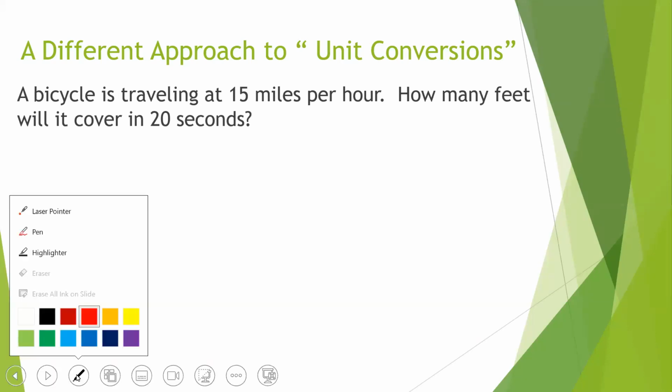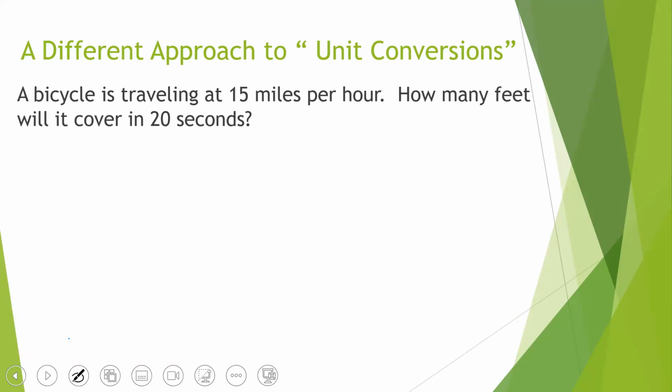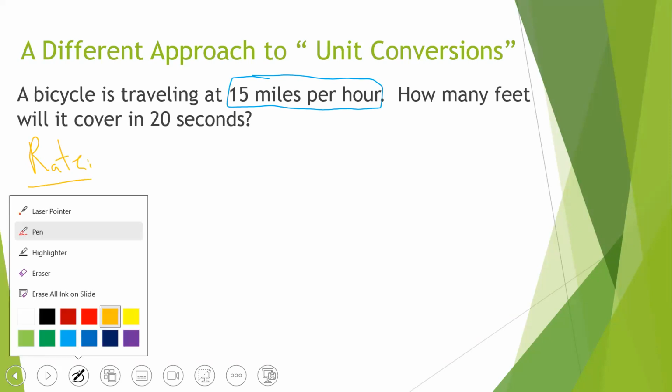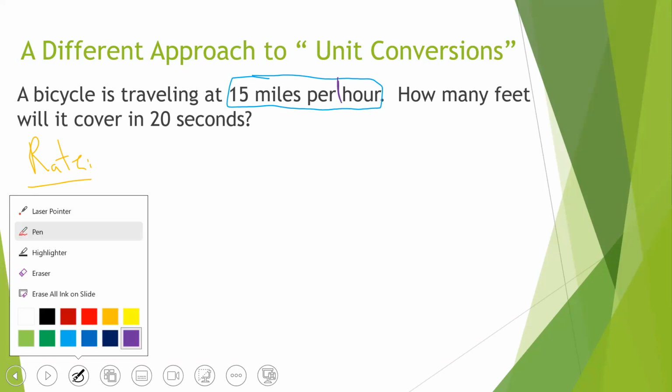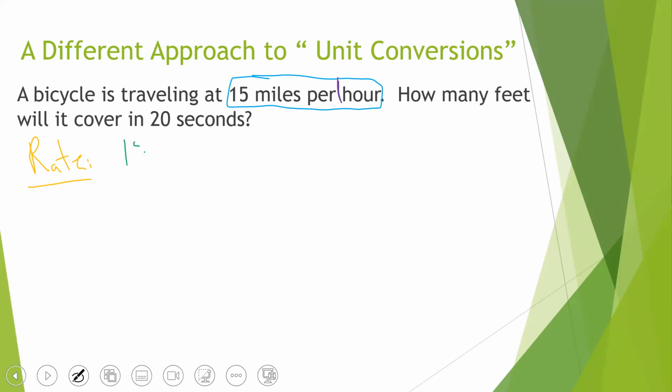Now, when we look at this problem, a couple of things hopefully stand out. First of all, we see that the bike is traveling at 15 miles per hour. So there's a rate that we're given. I'm going to write down that that's our rate, and recall that when you see 15 miles per hour, per hour actually means per 1 hour. So we can write that as a rate as 15 miles, that word per stands for our fraction bar, and then 1 hour. So we have it in that nice fraction form.